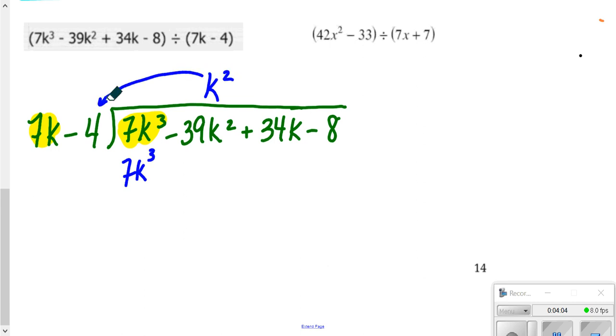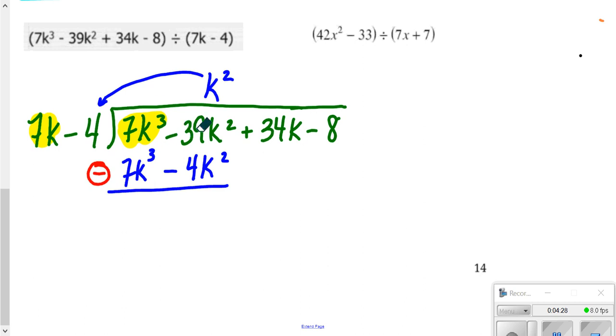And then this term would also get multiplied by the rest of that divisor. So that would be minus 4k squared. This next step is crucial because it's a place to easily make a sign error. So remember that you're subtracting. I like to put a little subtraction sign in a circle out to the side to remind my wee brain that that's what's happening here.